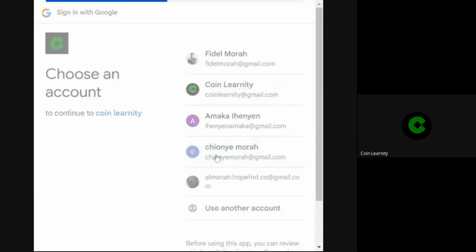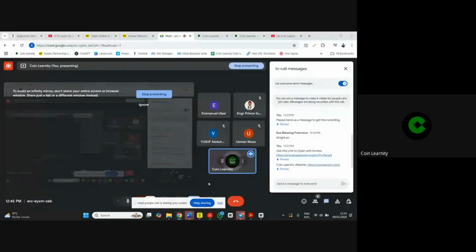It's asking me to choose, so I've chosen the account I want to log in with. Okay, then it's redirecting me, and basically I'm trying to log into my account, so please just hold on. It's because of the network. Please share your screen. Yeah, the network is kind of slow because it's raining here. We can't see your screen, that's why. Yeah, it's the network.